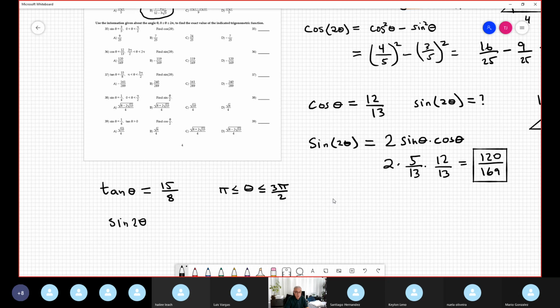Okay, it's the same formula, no? It's 2 times sine theta cosine theta. But I need to know, from this information, that my angle lies in the third quadrant, no? My angle theta lies in the third quadrant.